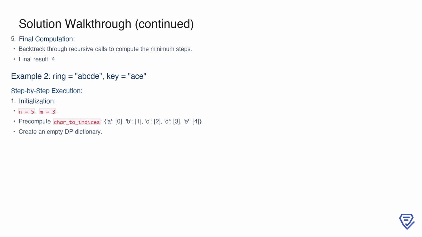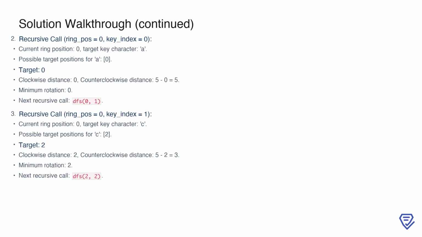Moving on to a second example, consider the ring ABCDE and the key ACE. The length of the ring is 5, and the length of the key is 3. We pre-compute the char_to_indices map again, which now maps each character in the ring to its respective position. For instance, A is at position 0, C is at position 2, and E is at position 4. With the DP dictionary ready, we proceed with the recursive solution. The first recursive call starts from ring position 0 and key index 0. The target character in the key is A, which is found at position 0 in the ring. The clockwise and counterclockwise distances are both 0, so the minimum rotation is 0.